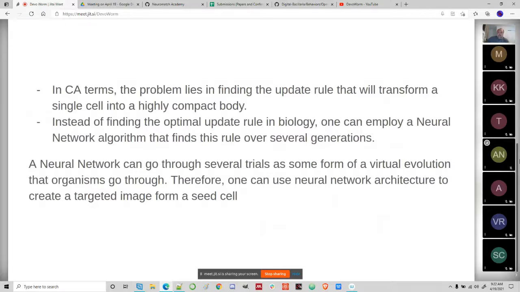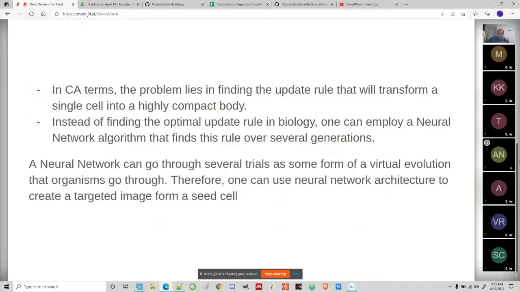In terms of cellular automata, the problem lies in finding the update rule. In a cellular automaton, we have a single cell and its neighbors, and we have to update the cell depending upon its neighbors. So how do we know which update rule to use? Instead of finding the optimal update rule as in biology, we can employ a neural algorithm that finds the rules over several generations. Neural networks, by seeing a lot of examples, try to learn the best approach, and therefore they can find the rule, like okay, for a dog this is how it should be developed, how the neighbors should go forward depending on the target. So a neural network can go through several trials as a form of virtual evolution, like the billions of years of evolution that organisms have gone through.